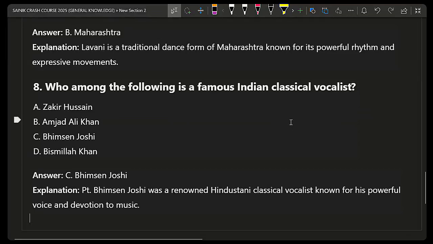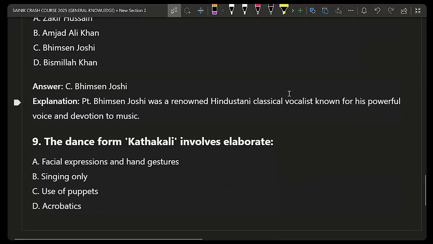Next question. The dance form Kathakali involves elaborate dash. Options: facial expressions with hand gestures, singing only, use of puppets, acrobatics.